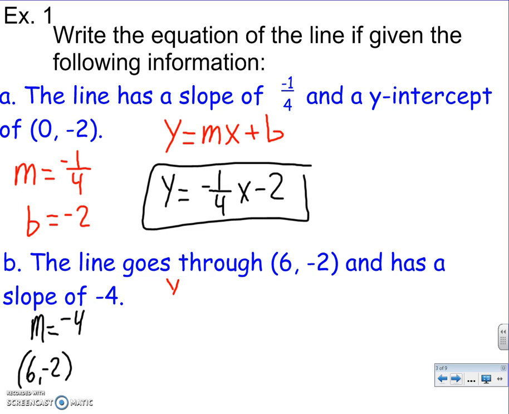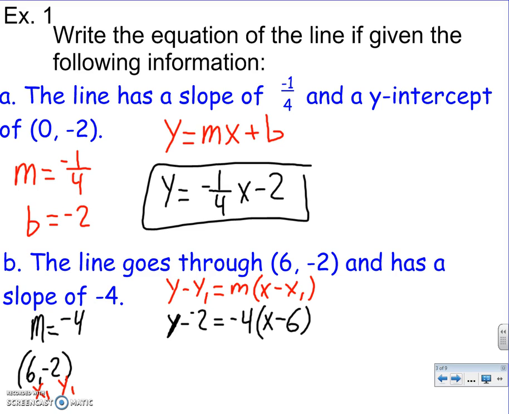That is y minus y1 equals m parentheses x minus x1. So here I just have to fill in m and x1, y1. So I'm going to label 6 is x1, negative 2 is y1. So I'll just fill it in. So y doesn't change, minus y1 is negative 2, equals m is negative 4 parentheses x, we don't change, minus x1 is 6.